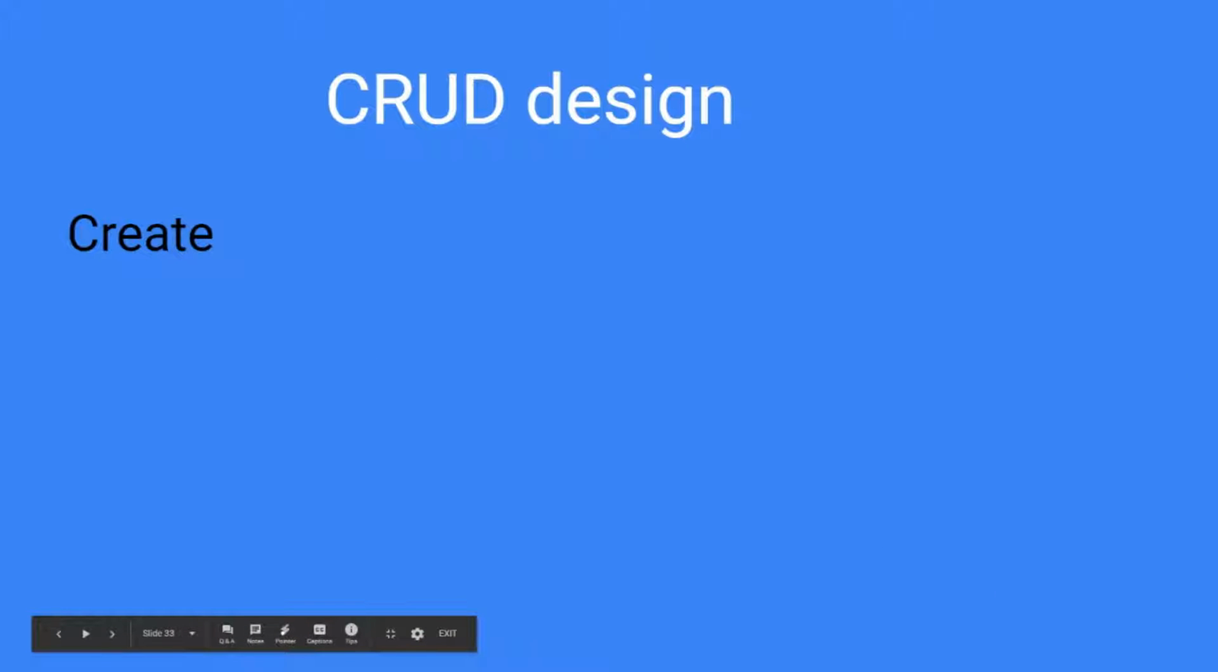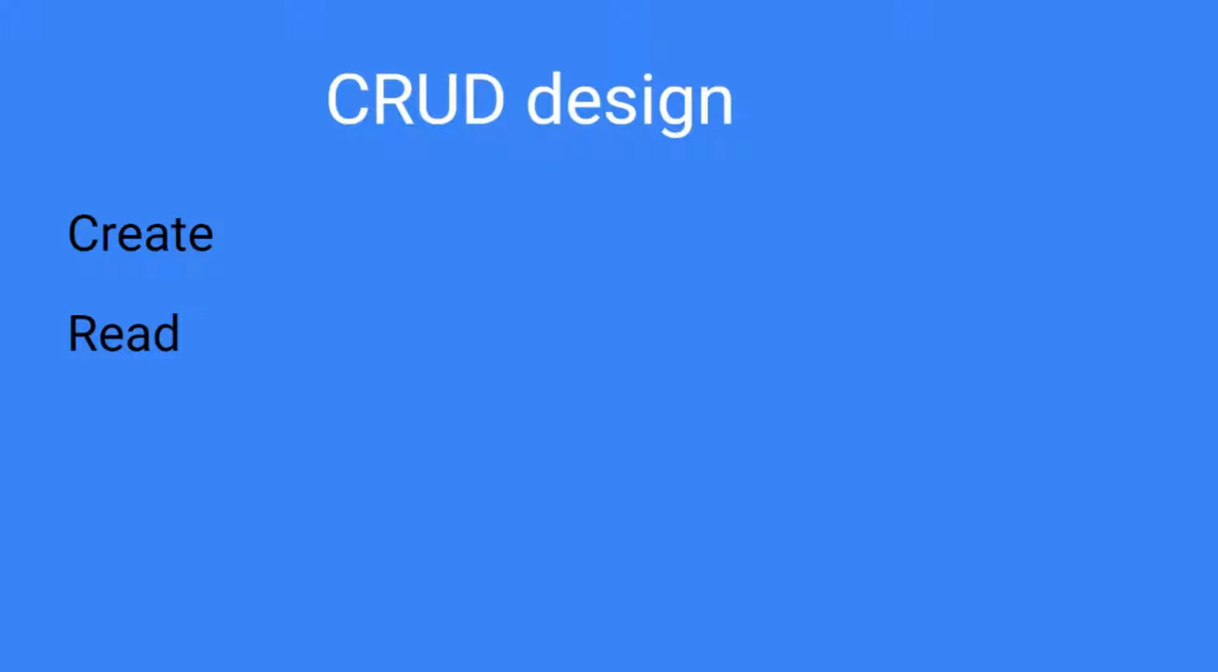So the C is for create, and as you can imagine, that's creating something new that's going to be then passed on to our database. Then there's read, and that is displaying some information that we've got from our database. Update, so updating a piece of information in our database. And destroy, and that's, as it says, destroying some information that we've stored in our database.